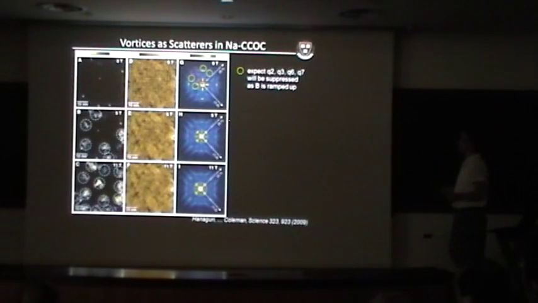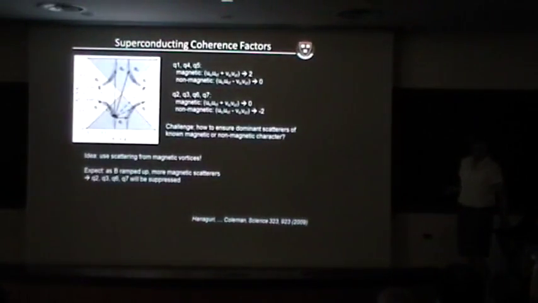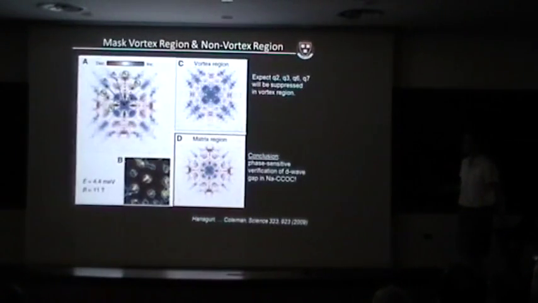Okay, so on a graded this experiment in NHCCOC, a cuprate where the order parameter is d-wave, the expectation was that as the field is ramped up, as the number of magnetic scatterers is increased, these Q vectors will be suppressed, and these ones will be enhanced. Sure enough, Q1, Q4, and Q5 are getting stronger as the field is ramped, whereas these are pretty strong here and getting weaker as the field is ramped. So this meets the expectation of a d-wave superconductor.